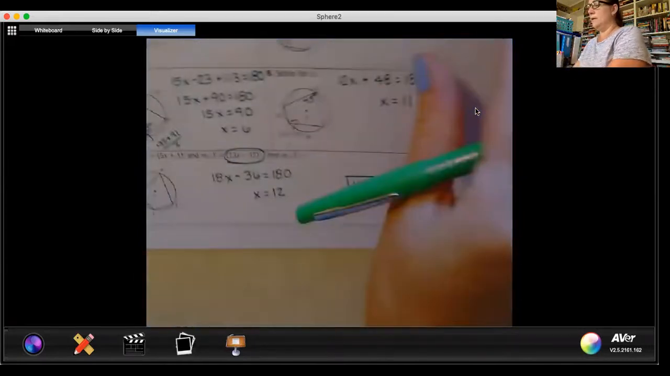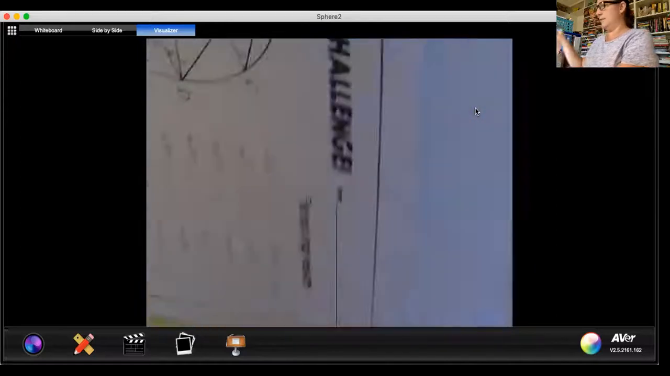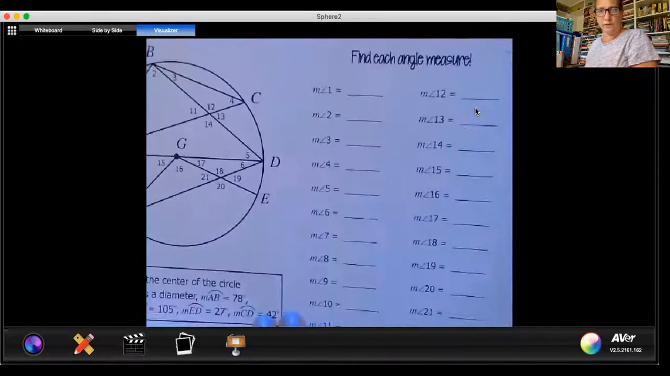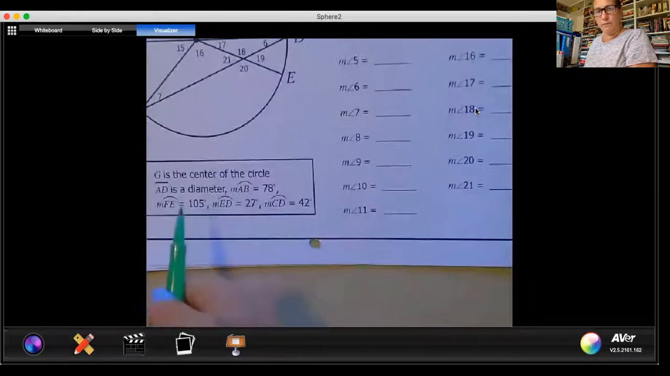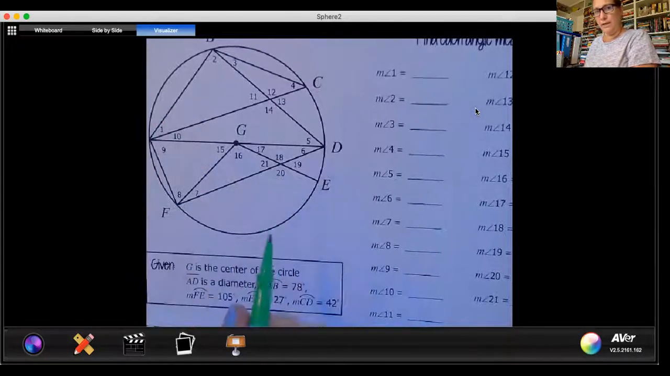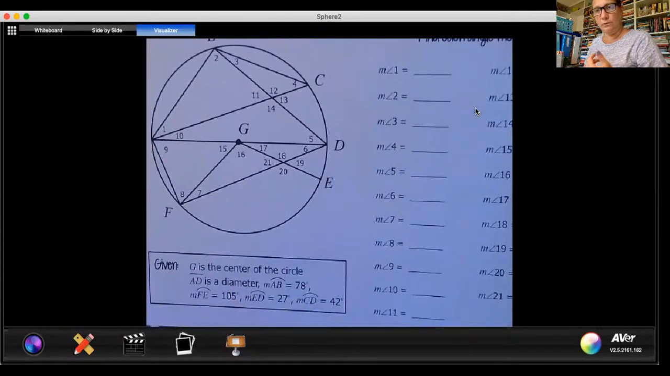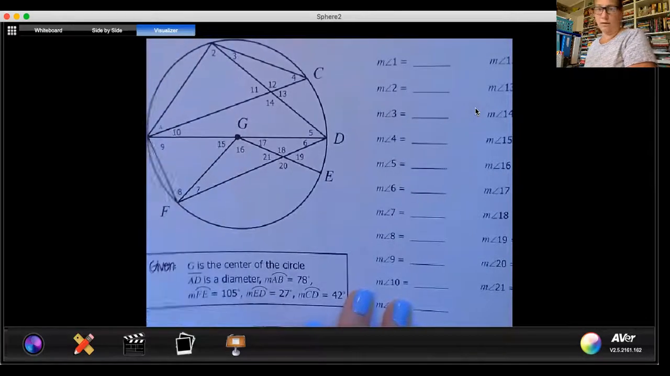Now, part of your assignment for this section is the giant circle challenge, where you are to find angles 1 through 21 using the information here in your circle. One thing I do want you to remember is your rules for inscribed angles, your rules for central angles, your rule that says 3 angles of a triangle equal 180. Remember vertical angles, remember linear pairs. So all of those things are going to go together for you to create the giant circle challenge and to find angles 1 through 21.